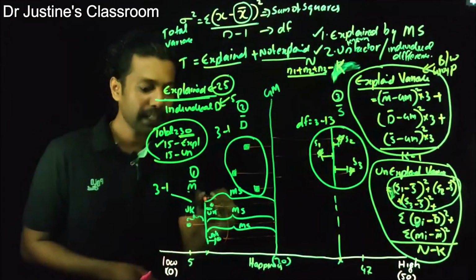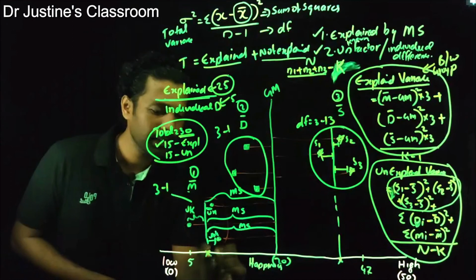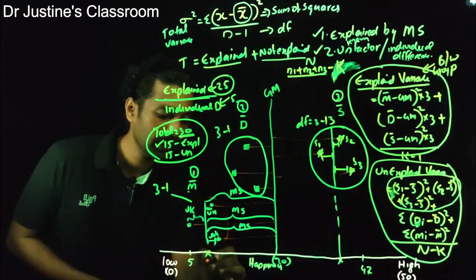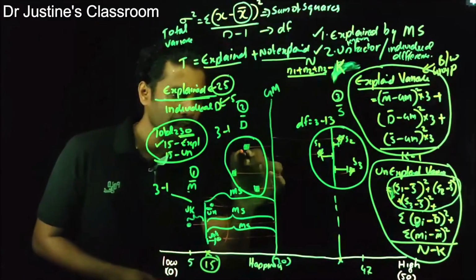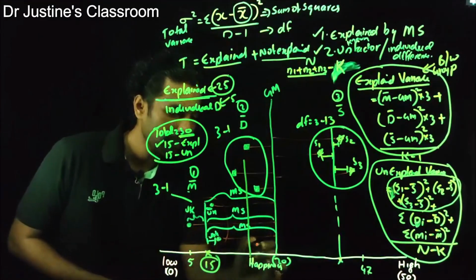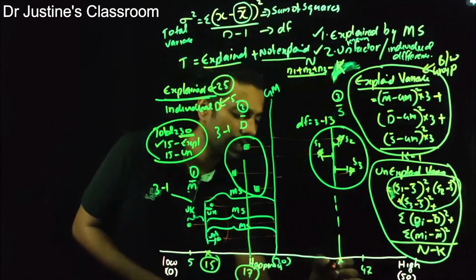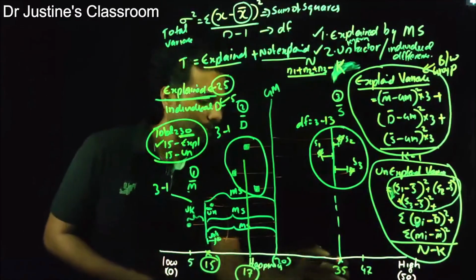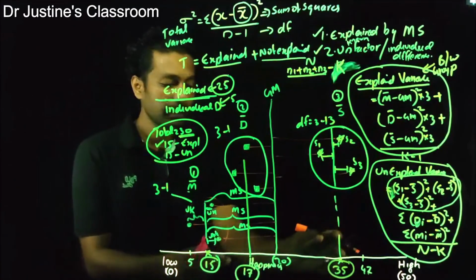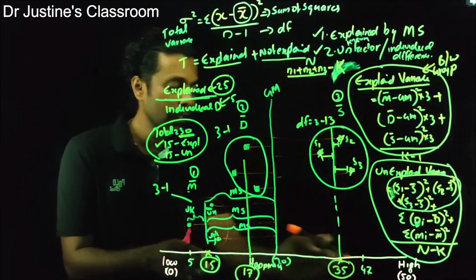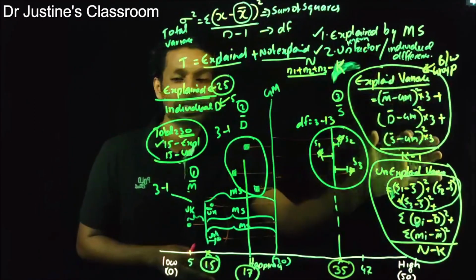That means if I take this group, let us say the average happiness of married men is 15, the average of divorced men is around 17, and this score is around 35. Now I have 3 scores here: 15, 17, 35. The variance among these 3 scores is the between group variance, which is the same as the explained variance.